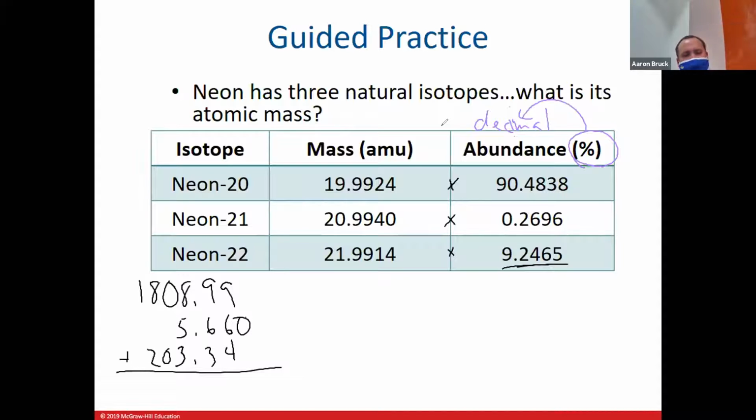My multiplication's done. Now I need to add. Notice how I line these up. I can very clearly see, since I'm adding, what decimal place I need to hold. 2 decimal places here, 3 here, 2 here. My answer is going to be rounded to the 2nd decimal place according to my rules for rounding in significant figures. Remember, when we add and subtract, it's the decimal place that matters, not the number of significant figures.